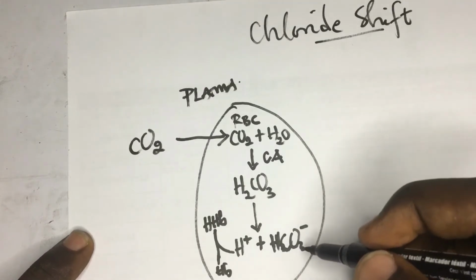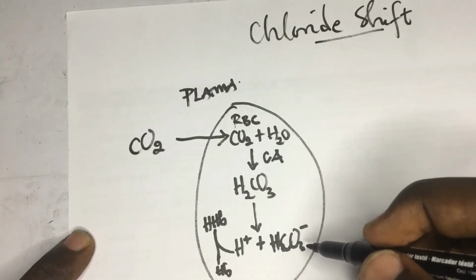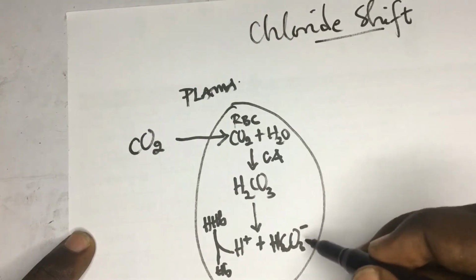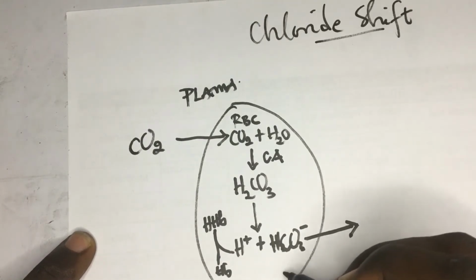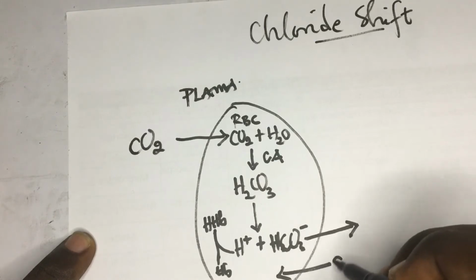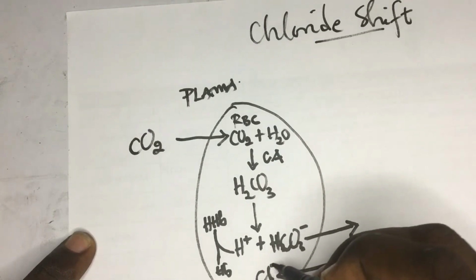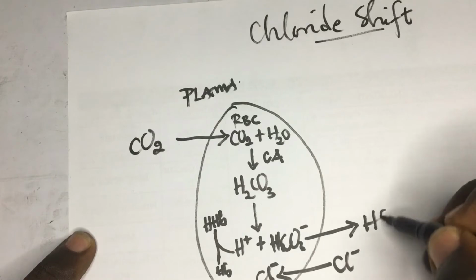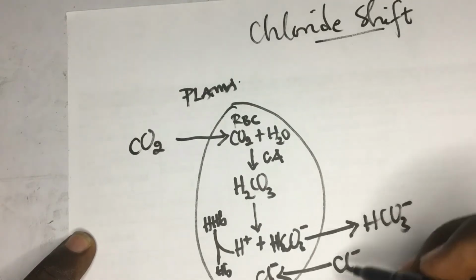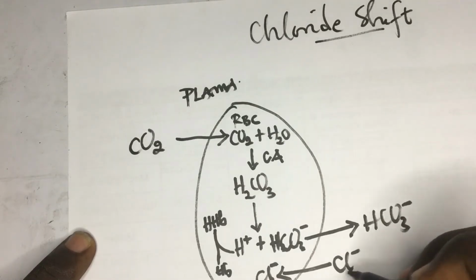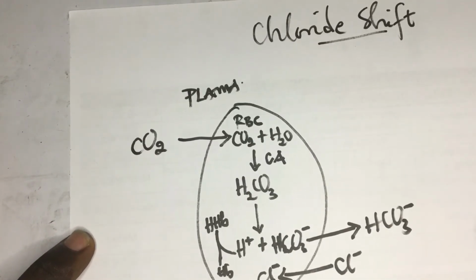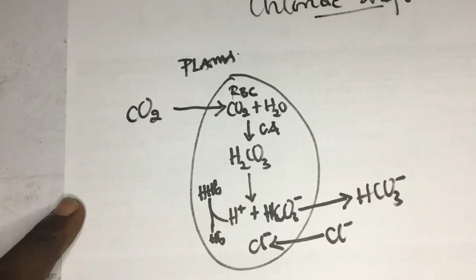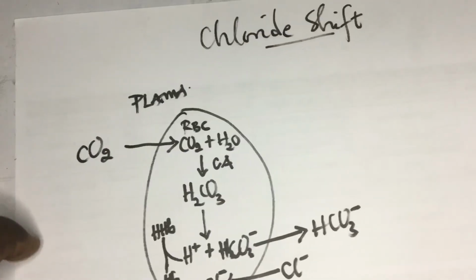Meanwhile the bicarbonate is going to be exchanged, so it's going to be sent out of the cell in exchange for chloride ions. So we are going to have bicarbonate moving into plasma, and chloride ions are going to be moving from plasma into the red blood cell. Now this takes us to our concept of chloride shift.